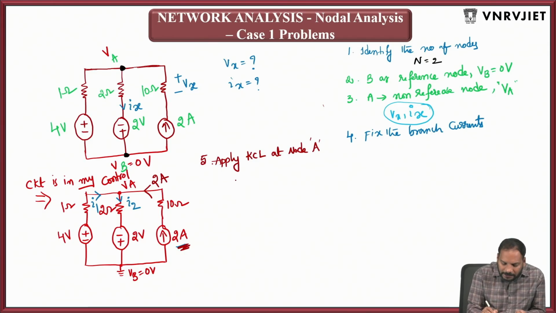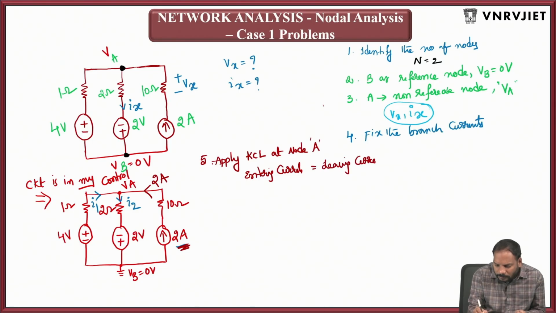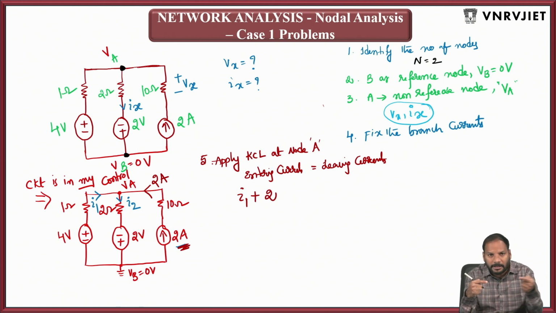Right. So now applying KCL at node A. It is very easy applying KCL, right? Entering currents is equal to leaving currents. So that means if you stand at node A, you need to observe what are the currents coming in and what are the currents going out. So keeping that in mind, I1 is entering, plus 2 ampere is also entering this way, but I2 is leaving the node A. So it is going down, right? So I2 is a leaving current.